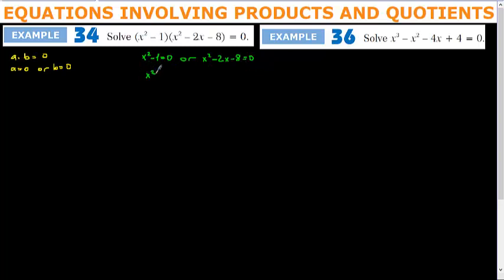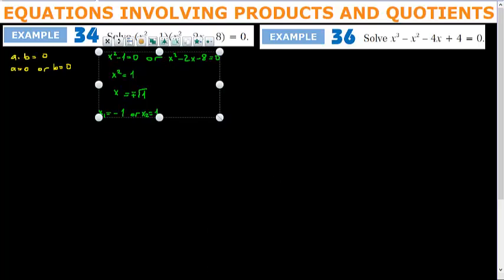I'm going to use for this one x squared is equal to 1, then x is equal to plus and minus root of 1. So x1 is equal to minus root of 1, which is equal to minus 1, and x2 is equal to plus root of 1, which is equal to 1. Okay, the second one, x squared minus 2x minus 8 is equal to 0.